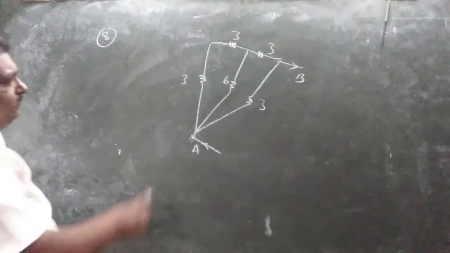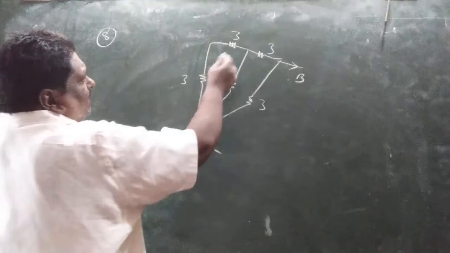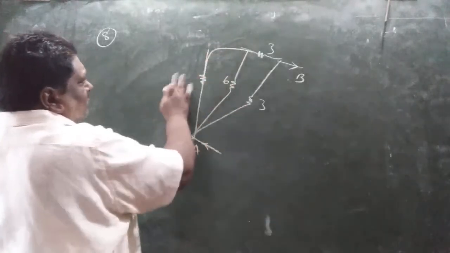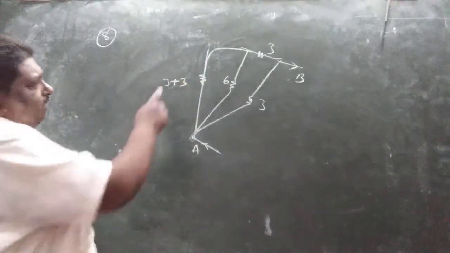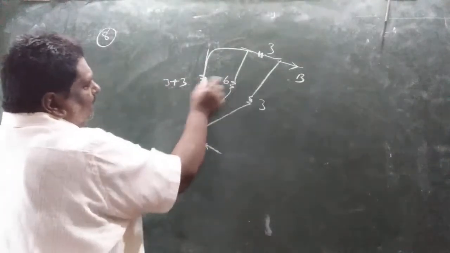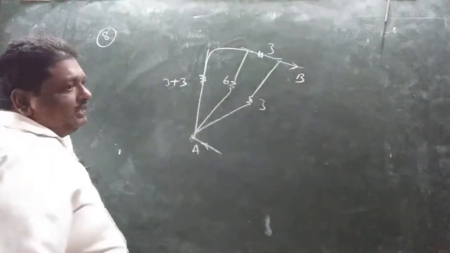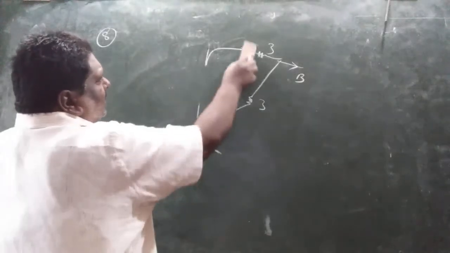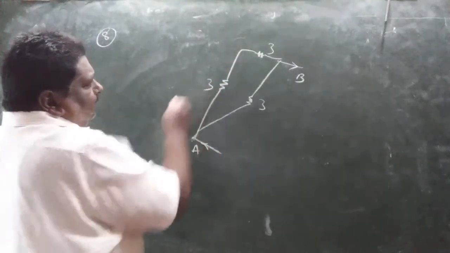Now see, this is 3, this is 3. 3 plus 3 is 6. These two are in series, so again it is rewritten as 3 plus 3. Again see these two parallel branches, it is 6 joined here. That means 6 and 6 are parallel, the equivalent is 3. Therefore, these two are replaced as a single resistor 3.